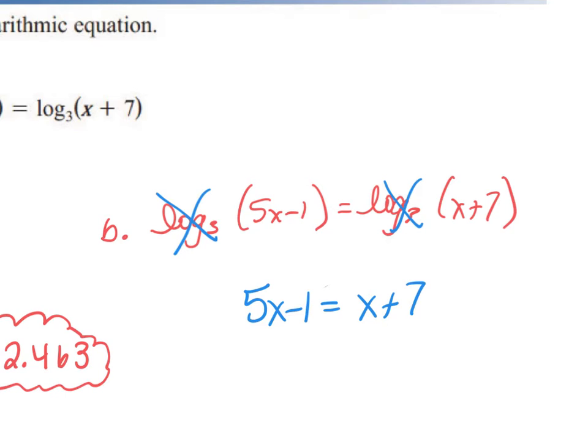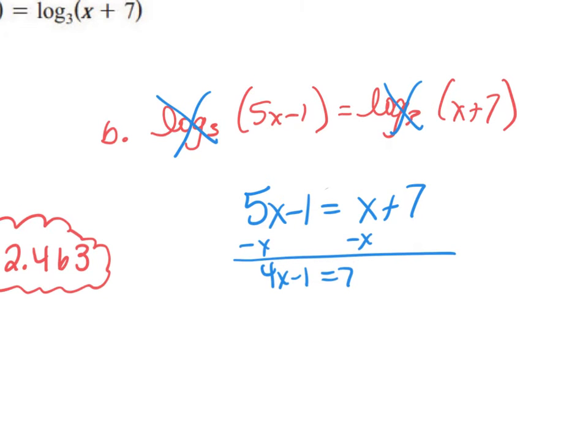If you have one log on the left and one log on the right that are exactly the same, just cancel them out. So I'm going to subtract x from both sides. 4x minus 1 equals 7. Add 1 to both sides, 4x equals 8, divide by 4, and I get x equals 2.